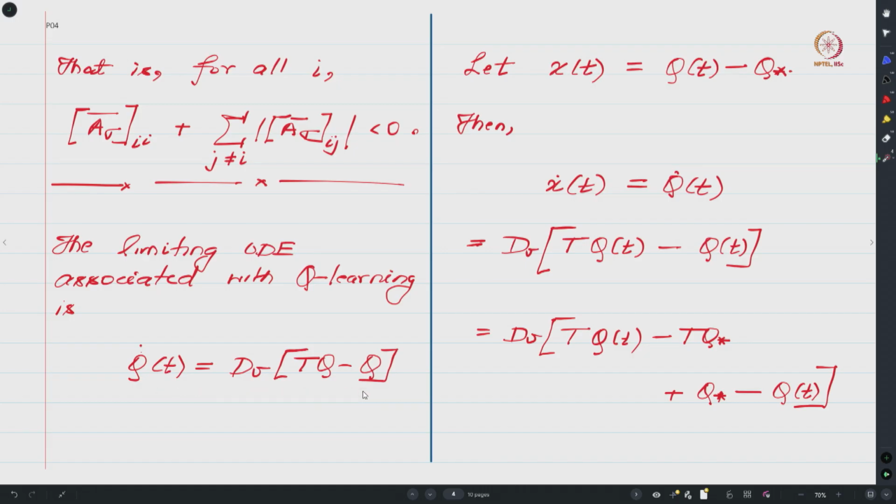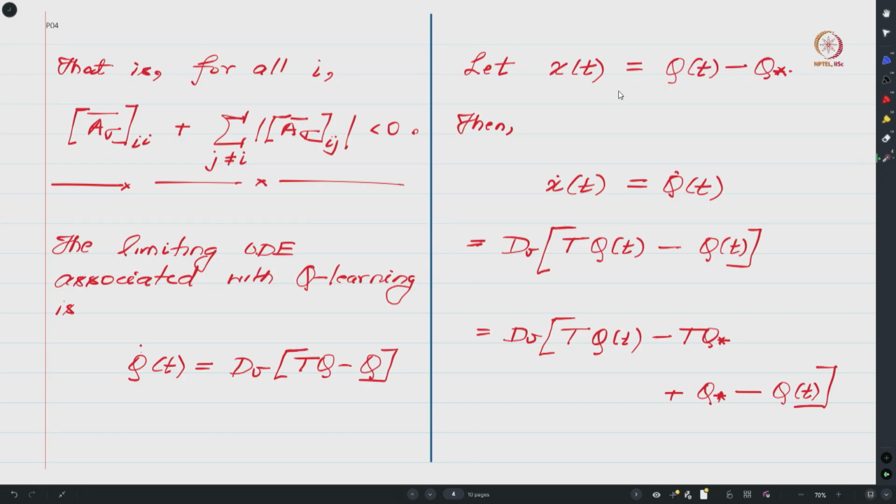Now we would like the solution trajectories of this ODE to go to Q star, but in order to apply the previous result, your equilibrium point should be shifted to the origin. In order to do that, we will define this new signal x of t, which is Q of t minus Q star. Since we want to show Q of t goes to Q star, it suffices to show that x of t goes to the origin, and in that sense, for the dynamical system associated with x of t, the hope is that we can make use of the switched system theory that we just saw.